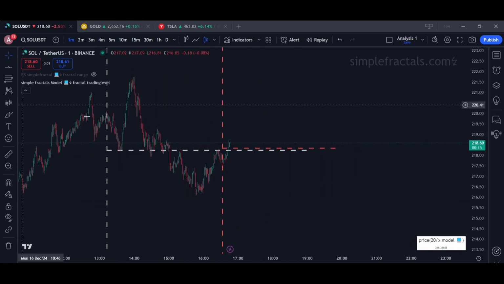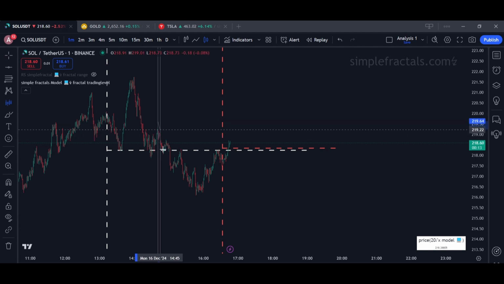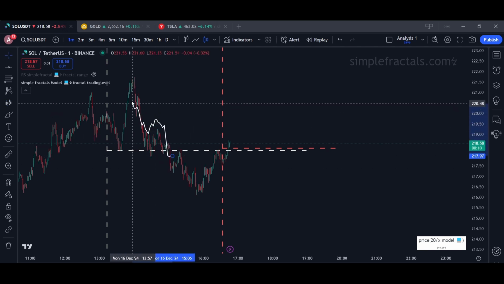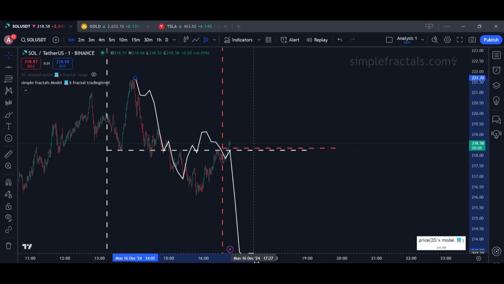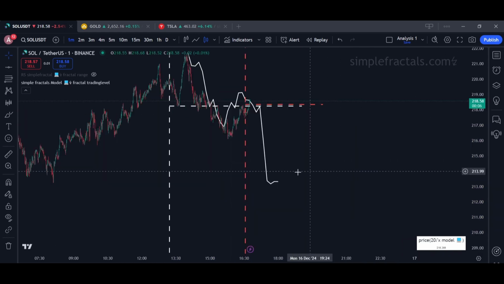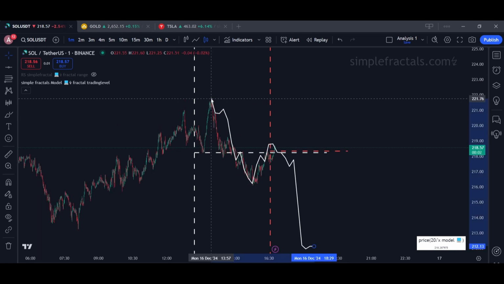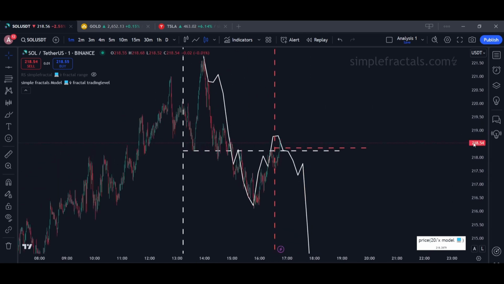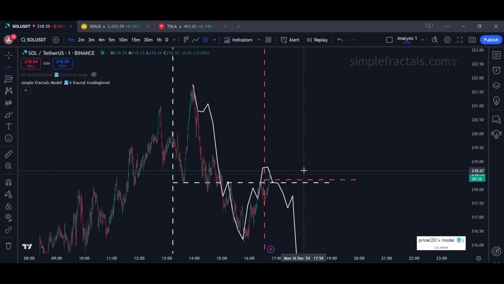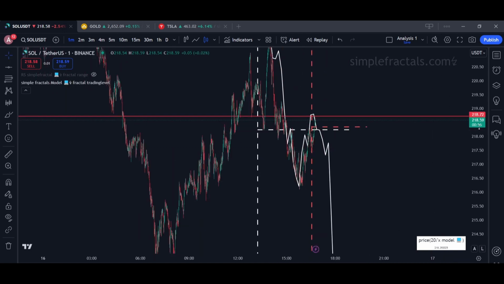So my fractal is this one right here, okay? This is my fractal. So I will scale it to the upside, and then I will scale it also to the downside in this way. So when I scale my fractal the right way, I know that from here I will have a short position. That's why I execute a short position.